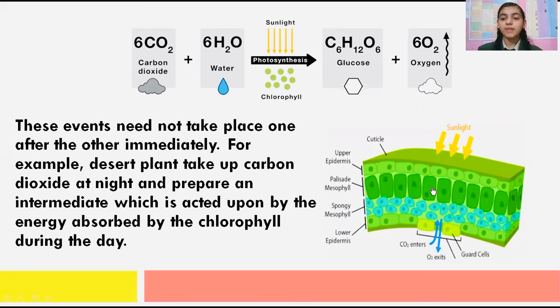This is the diagram of a cross-section of a leaf. Sunlight comes from here, these are stomata and these are guard cells. This is CO2 entering and O2 is given out.